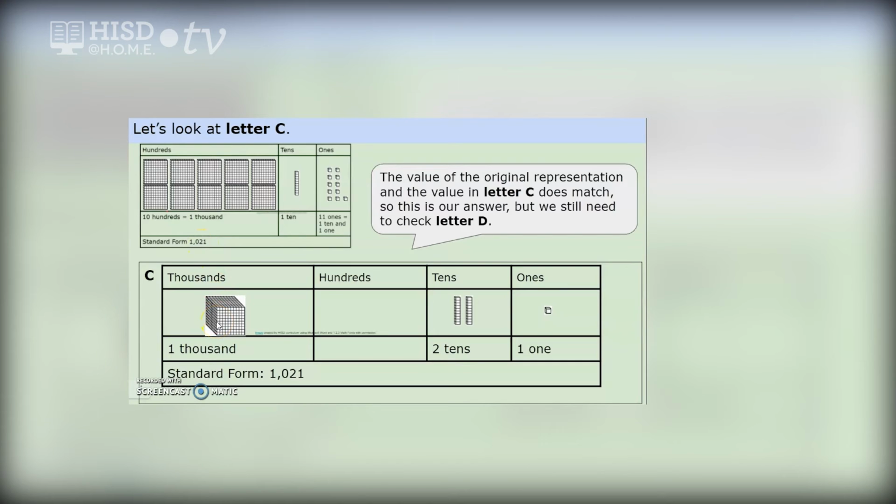We have 1 cube. The value of that 1 cube is 1,000. We don't have any hundreds. We have 2 tens, which is 20. We have 1 one, which is just 1. If we write in standard form, it's 1,021. That looks a lot like what we just saw earlier, 1,021. The value of the original representation and the value in letter C does match. So this is our answer, but we still need to check letter D.